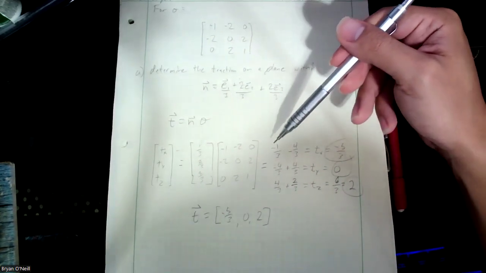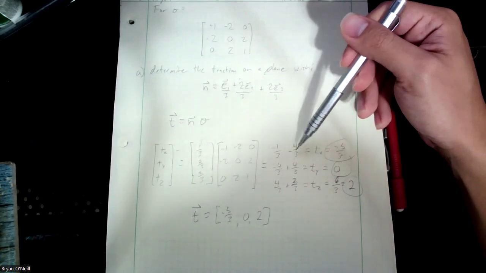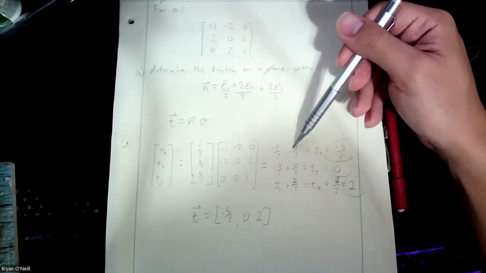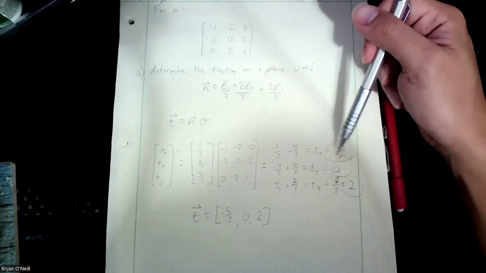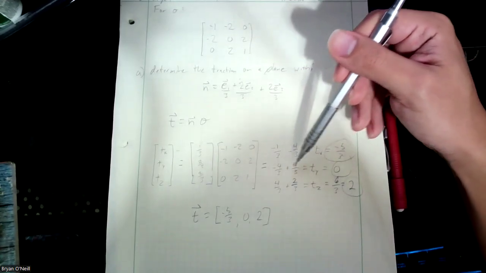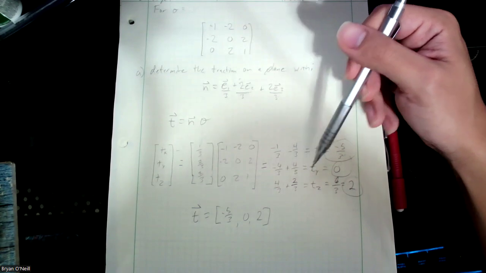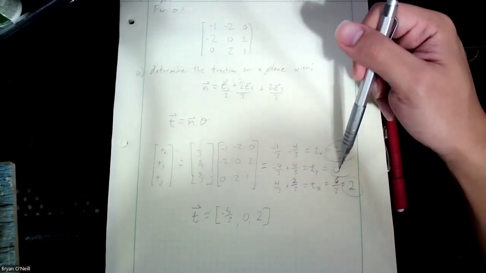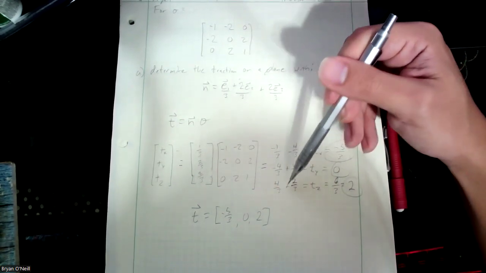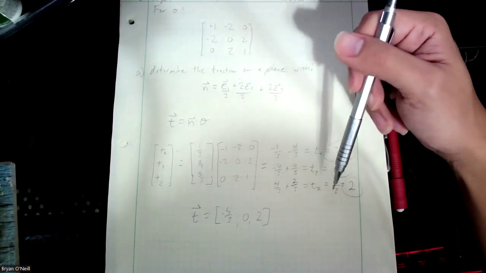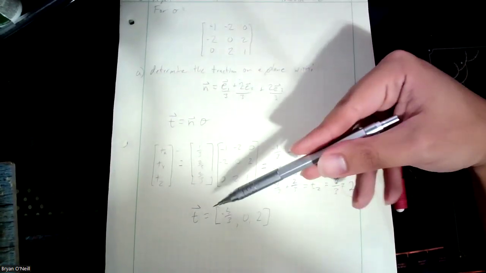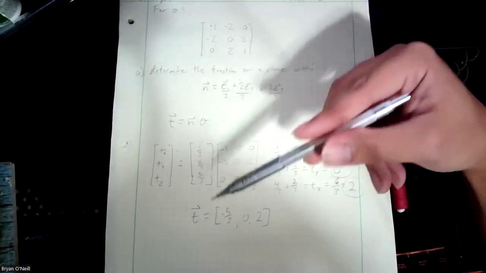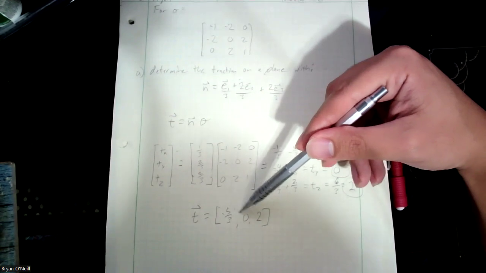We can just substitute everything in. So we get negative 1/3 minus 4 over 3 is equal to our first T component, which is negative 5 over 3. We get negative 4 over 3 plus 4 over 3 is our second T component, which is 0. And we get 4 over 3 plus 2 over 3 is our third T component, which is 6 over 3, which simplifies to 2. And so we have our traction vector that I've written out right here.